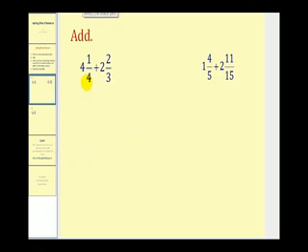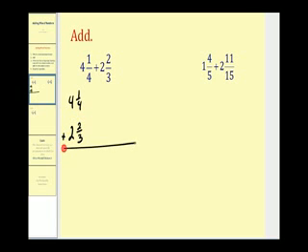The first thing I recommend is write this in vertical form. So we have 4 1/4 plus 2 2/3. So notice right away we do not have a common denominator. We have a denominator of 4 here and a denominator of 3 here. Our LCD, or least common denominator, would be 12, so we're going to multiply this fraction by 4 in the denominator and 4 in the numerator. This will give us a 12 in the denominator.